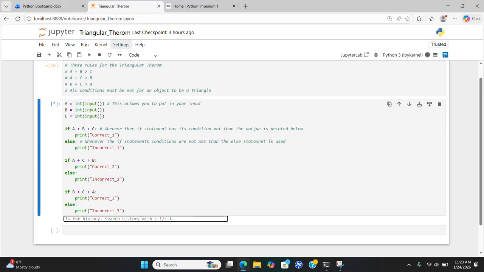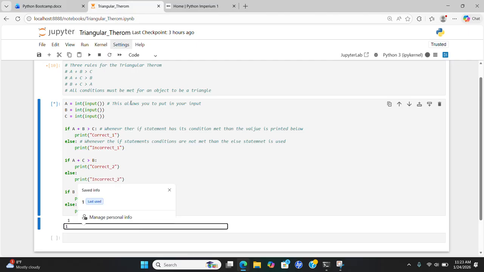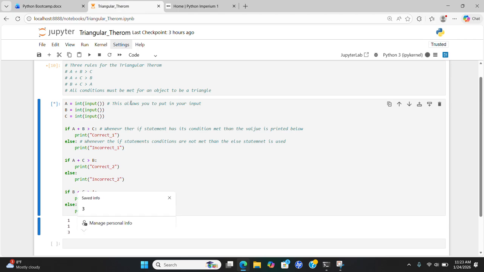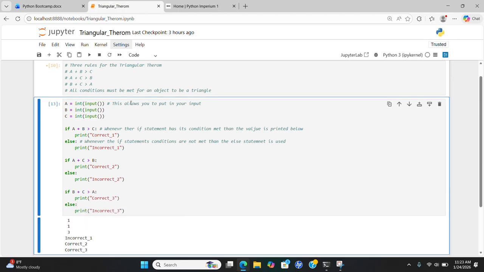So I'm going to assign A the value of 1, B the value of 1, and C the value of 3. So the first statement is that A plus B is greater than C. So A is 1 and B is 1. So 1 plus 1 is 2. However, since C is 3, A plus B is not greater than C, so that condition is not met. So this is not a triangle.